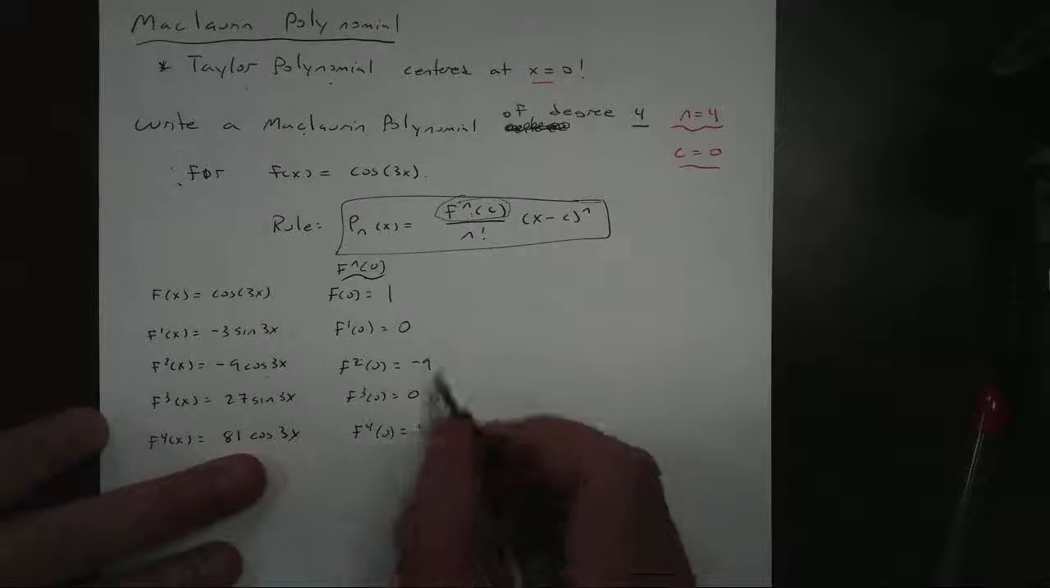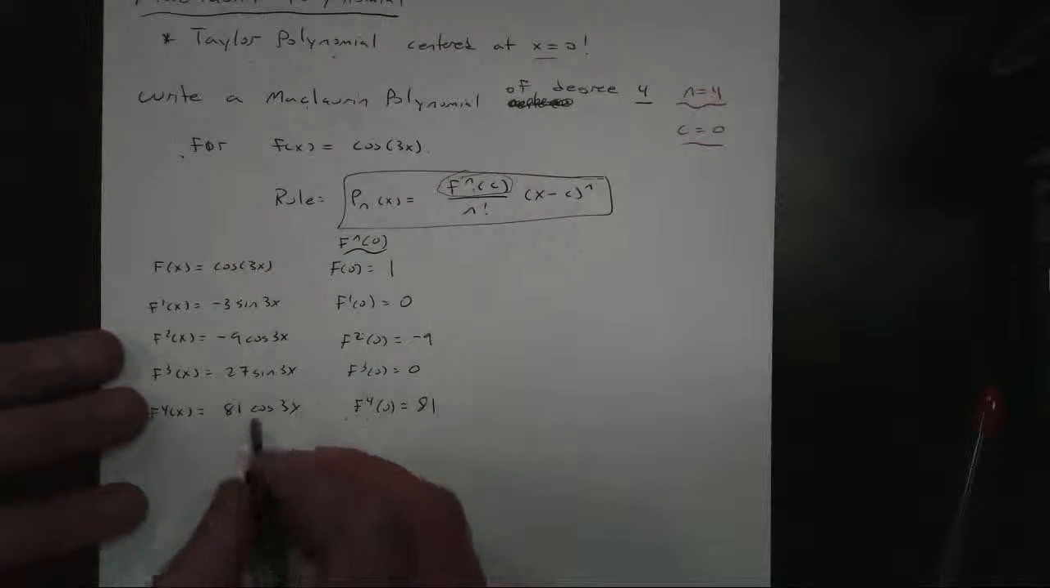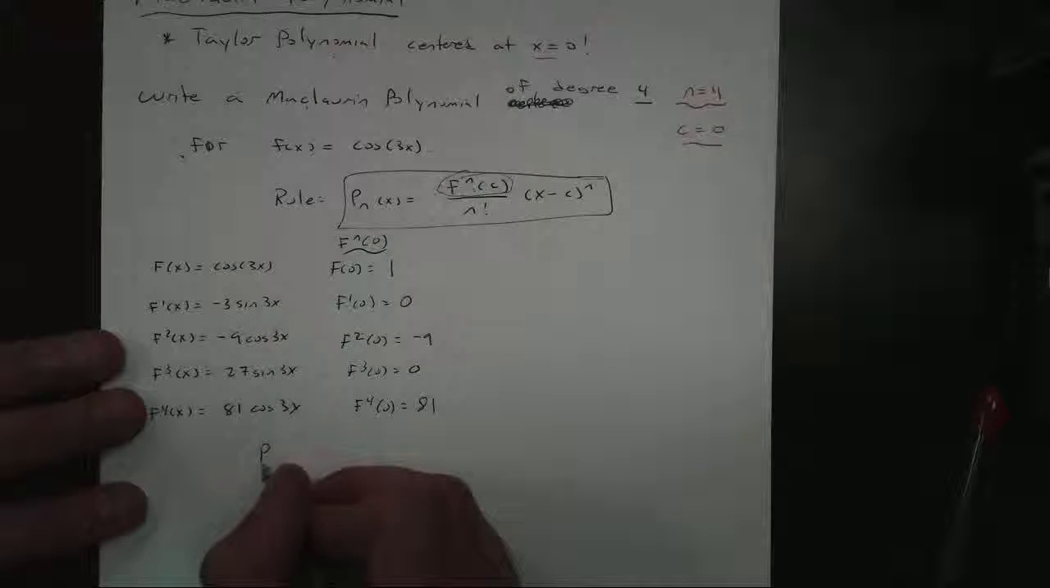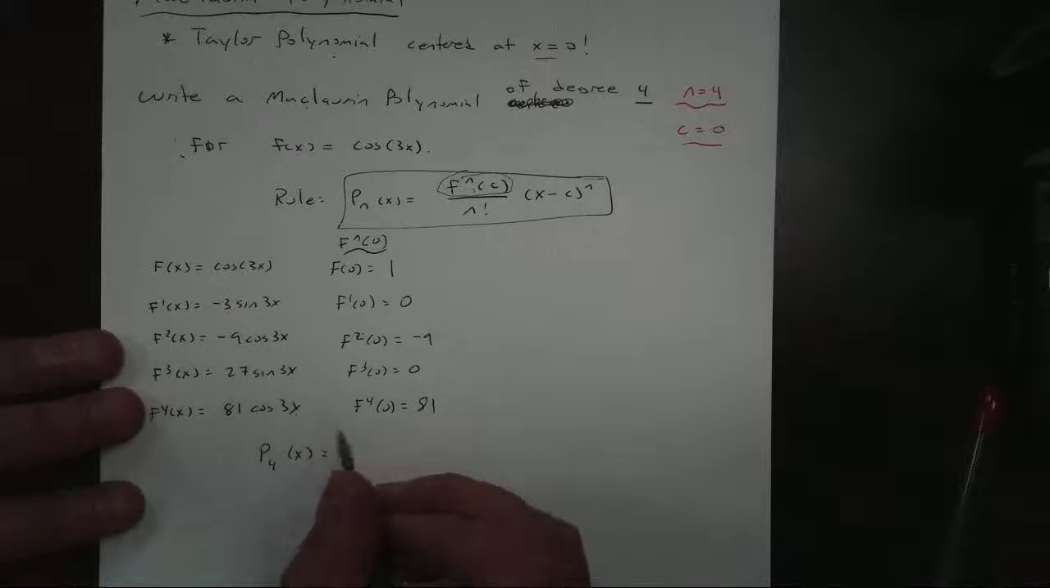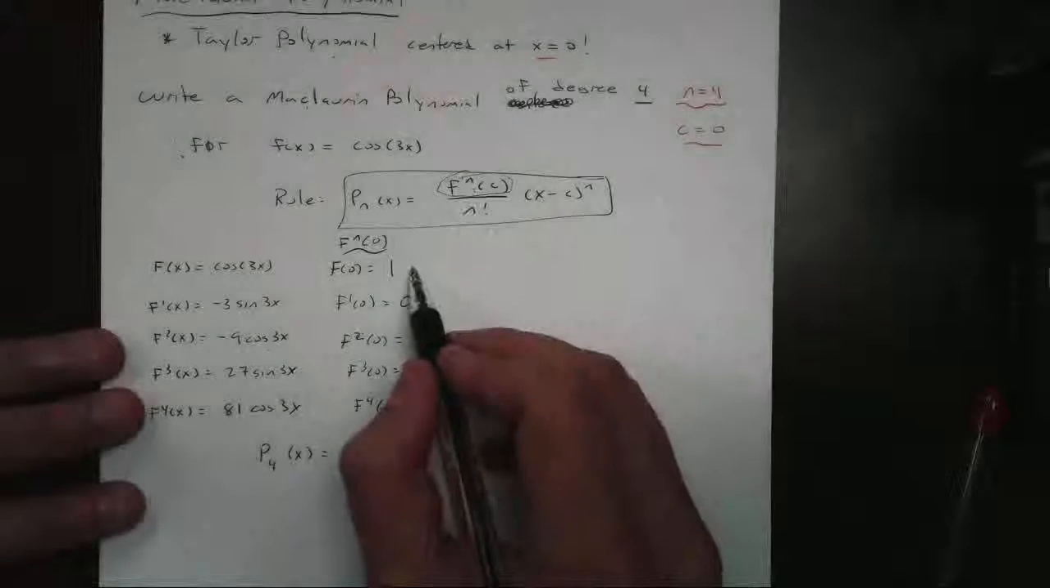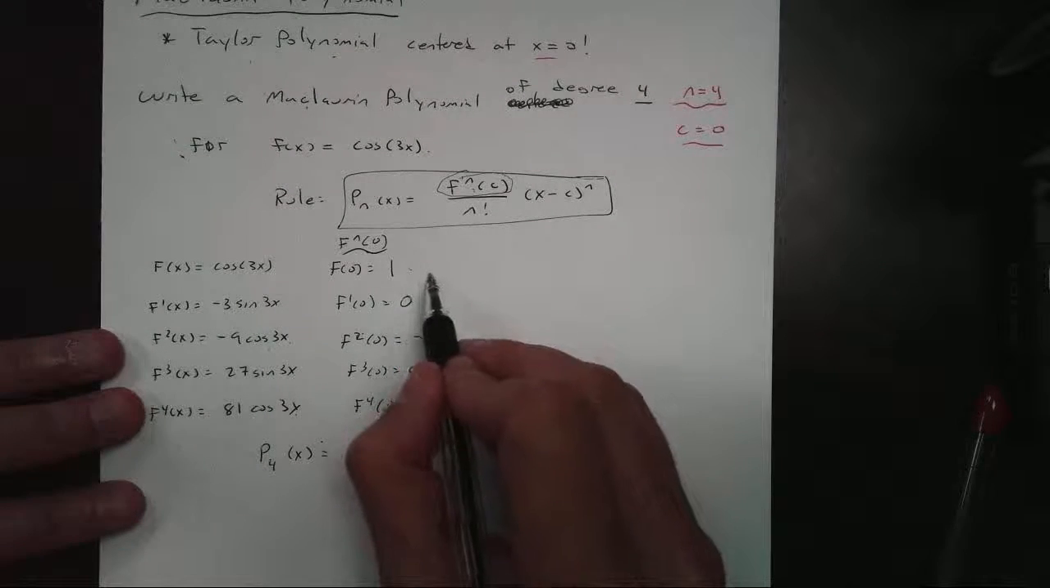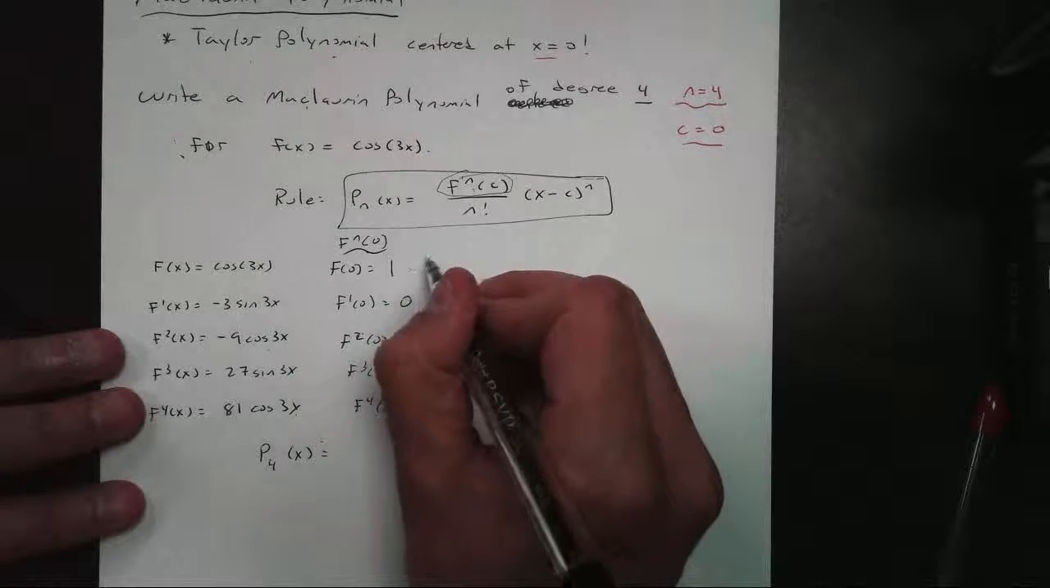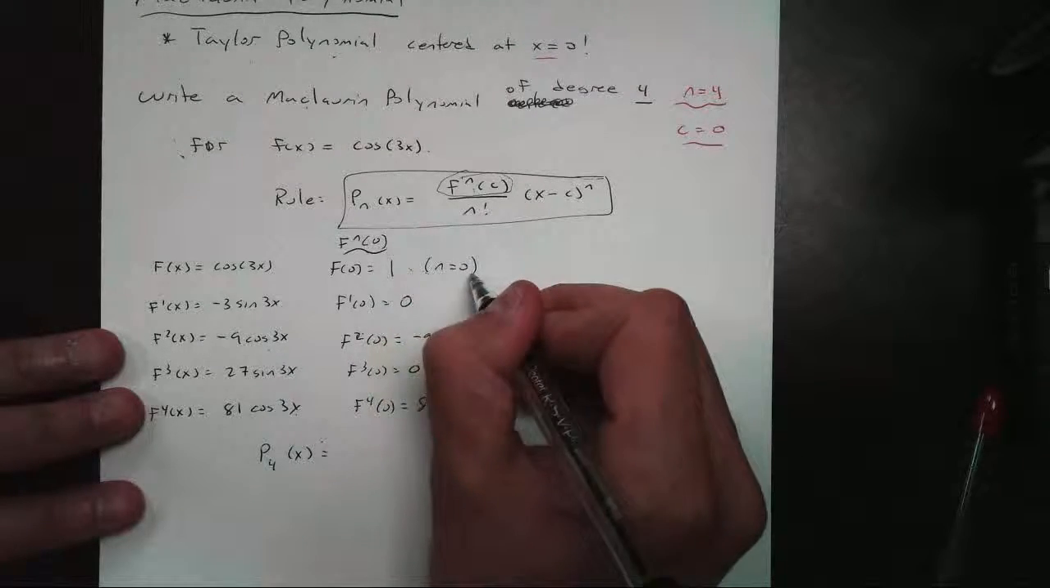That's the hard part. Now we have to put it into our rule. So I want to find the Maclaurin polynomial, the Taylor polynomial centered at 0 of degree 4. And that's what we're going to do here. So I plug in everything. Now be very careful. We didn't do this one in the last example. Up here, n is 0.